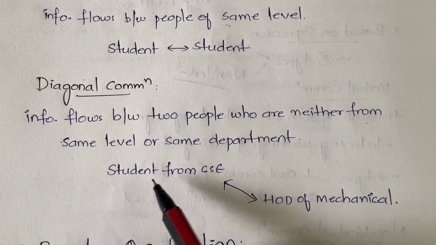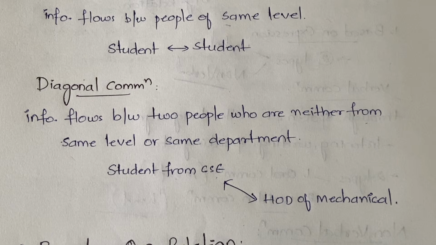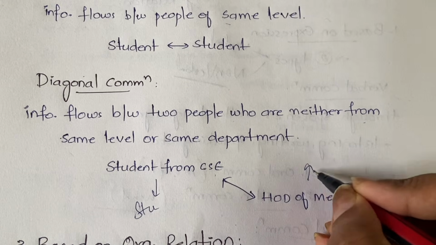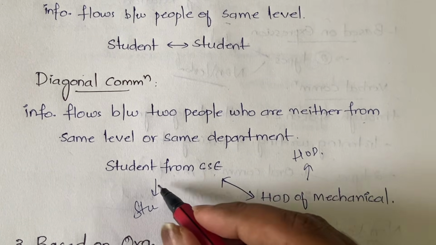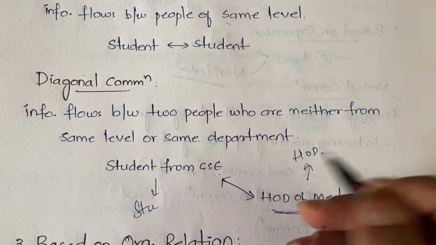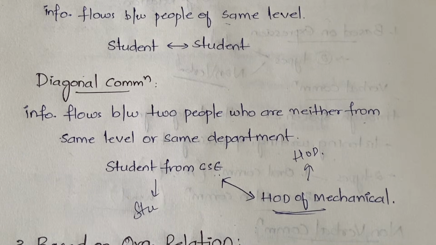Okay, next, diagonal. In diagonal, information flows between two people who are neither from same level nor from same department. For example, a student from CS background, that is a student from computer science background, is going to speak with the HOD of mechanical department. That is, you are not a HOD, you are not from mechanical, but still you are going to a HOD who is from mechanical. That is diagonal. You are not going to a student of CSC, and this HOD is not talking to either a HOD or a student of mechanical. Cross communication is happening here, right? So that is why it is called diagonal communication.